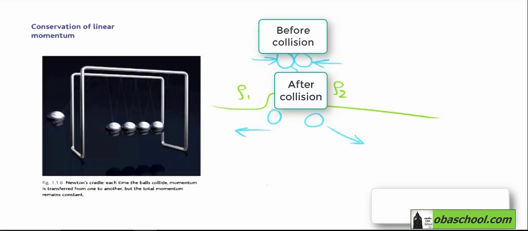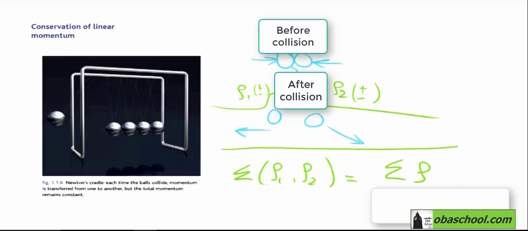First of all, we have P1, which is the momentum of object number 1 before collision, and P2, which is the momentum of the second object, again before collision. Since P1 and P2 have opposite directions, one of them is positive and the other is negative. After collision, we care about the sum of P1 and P2, which is the addition of the momentum of both objects.